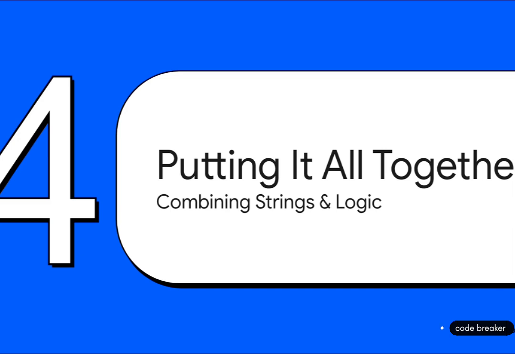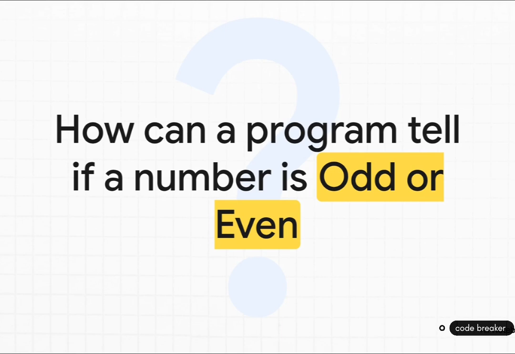Okay, so we've got our two power tools, strings for text and conditionals for logic. Now let's put them together and see what happens. This is where you can start to solve some really interesting problems. Let's try to solve a classic coding challenge, one you see all the time when you're starting out. How can you write a program that can take literally any number and figure out if it's odd or even? This is a perfect job for our new conditional logic.